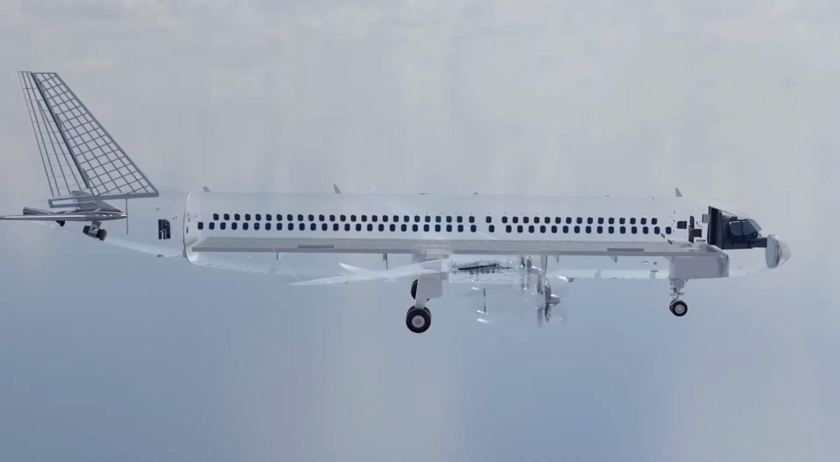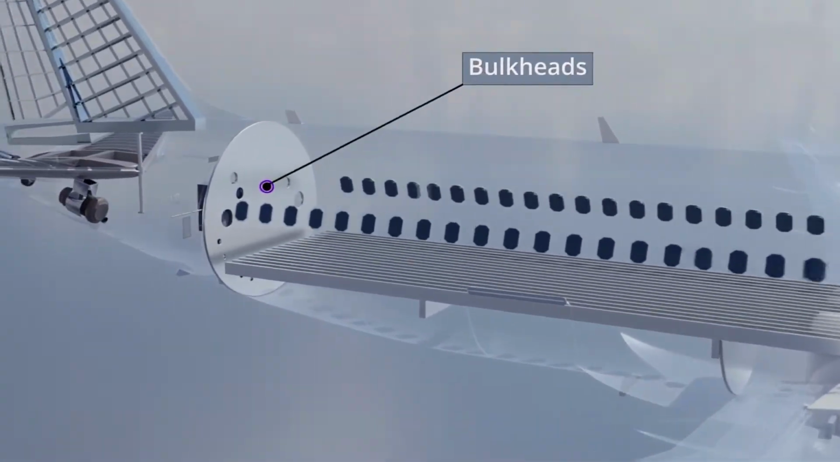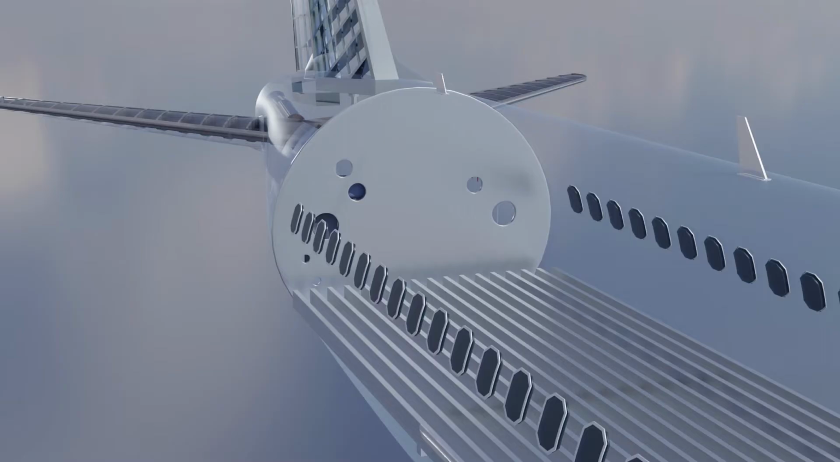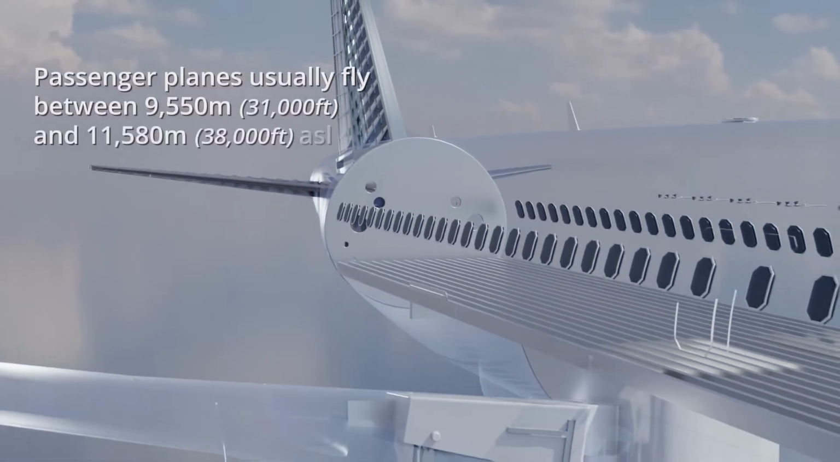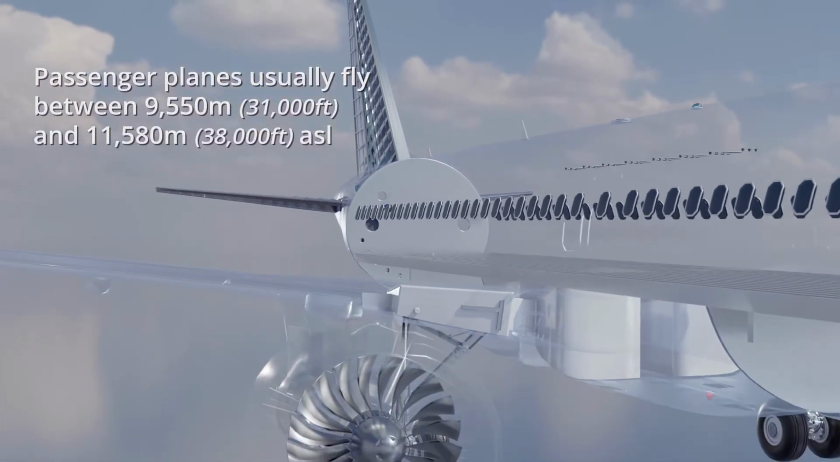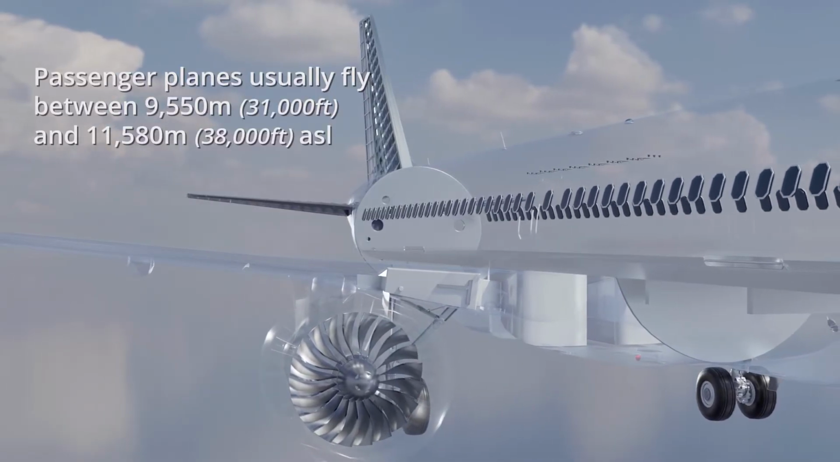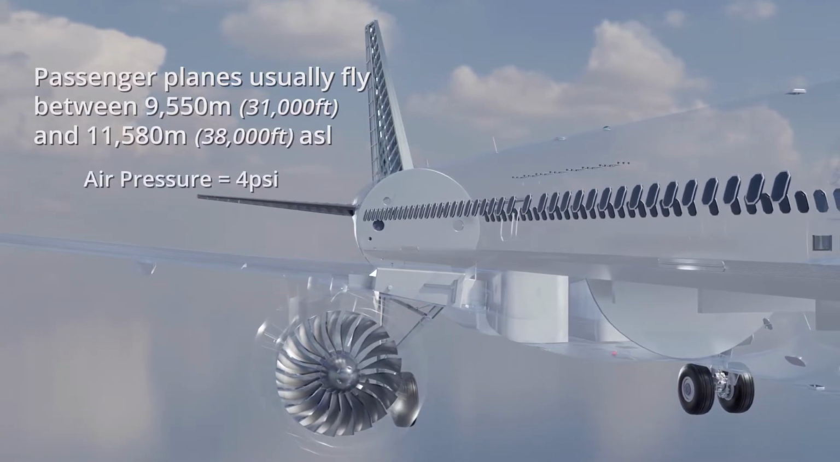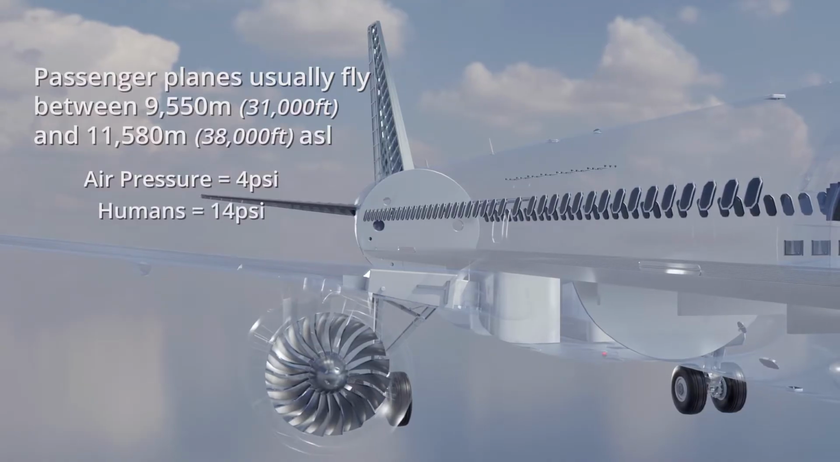Maintaining suitable air pressure begins with the airframe. Pressure bulkheads are reinforced metal barriers that separate pressurized from non-pressurized areas of the plane. Passenger planes usually fly between 9,550 and 11,580 meters, 31 and 38,000 feet above sea level. At that altitude, air pressure is 4 psi or lower. Humans are accustomed to about 14 psi.